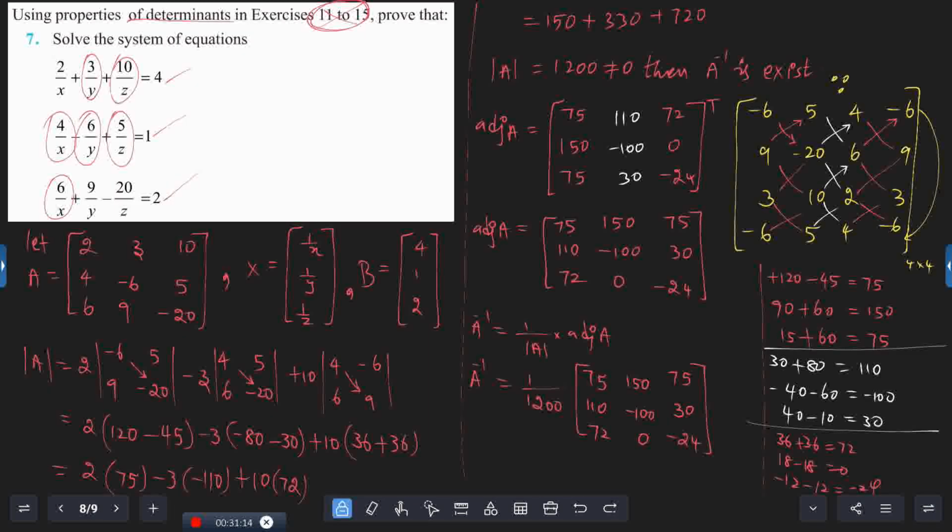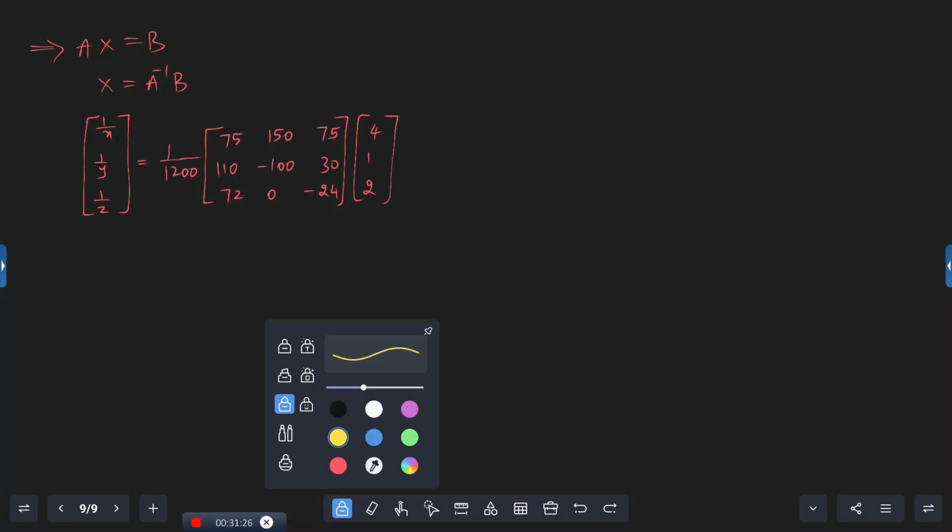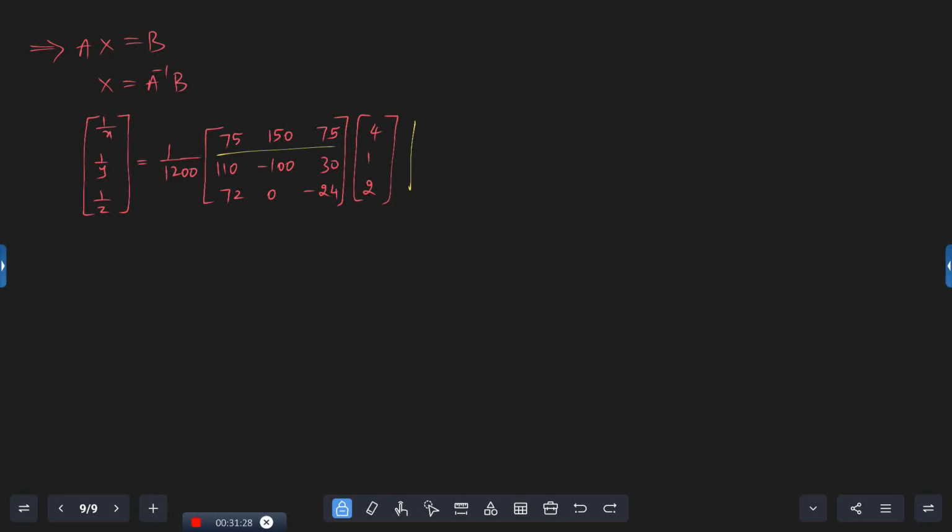And what is my B matrix? Here we have B matrix 4, 1, 2. That is my B matrix. So that 4, 1, 2 you will be getting. Now you have to product row with a column. Same row with a column again. Same thing we have to do. This 1200, let it be as it is.